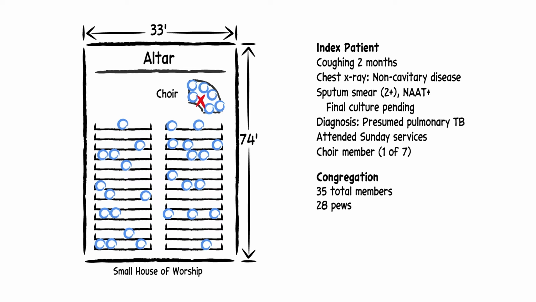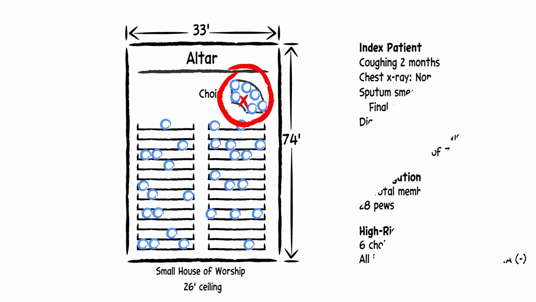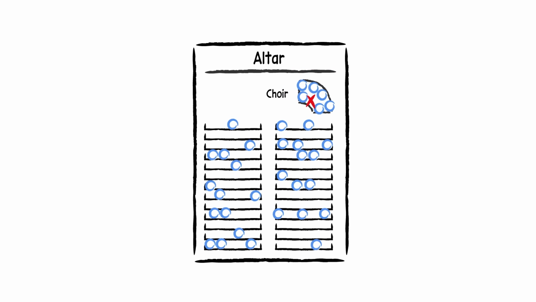The sanctuary itself measured approximately 2,400 square feet with a 26-foot ceiling. This area is spacious and well ventilated. In this case, only the choir members were identified as high-risk contacts who required testing. All initial and post-exposure tests were IGRA negative.